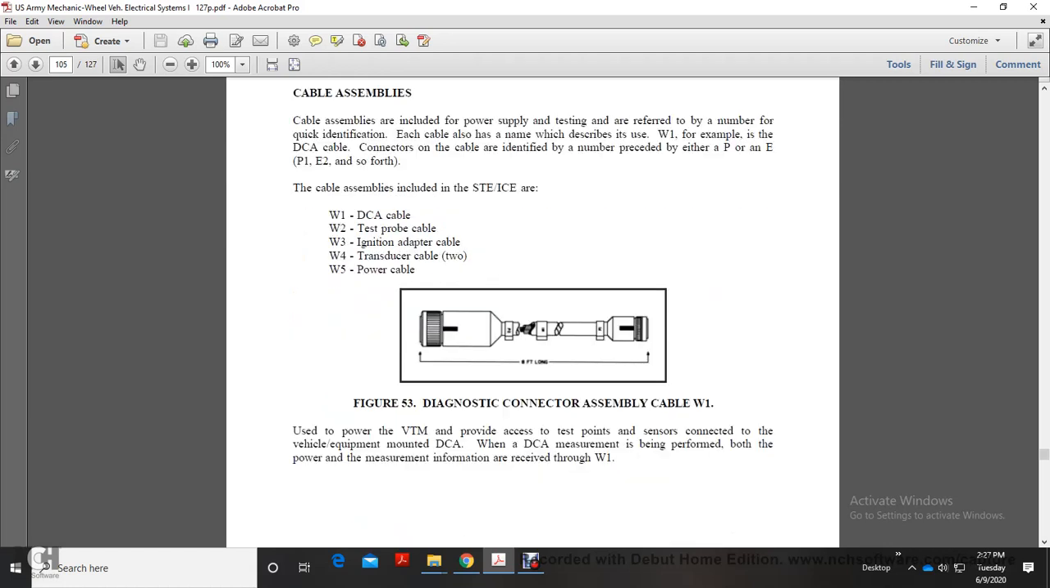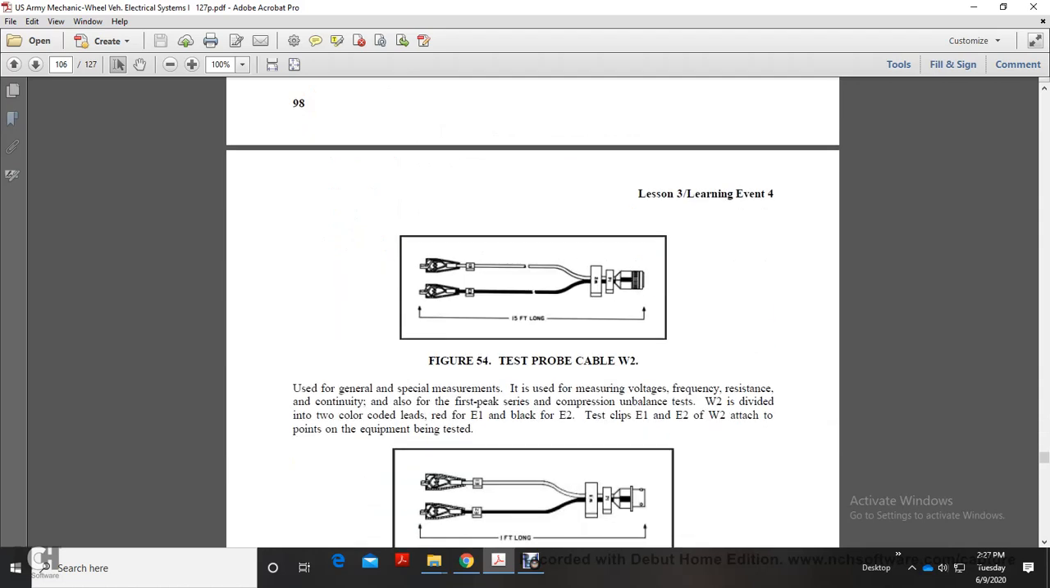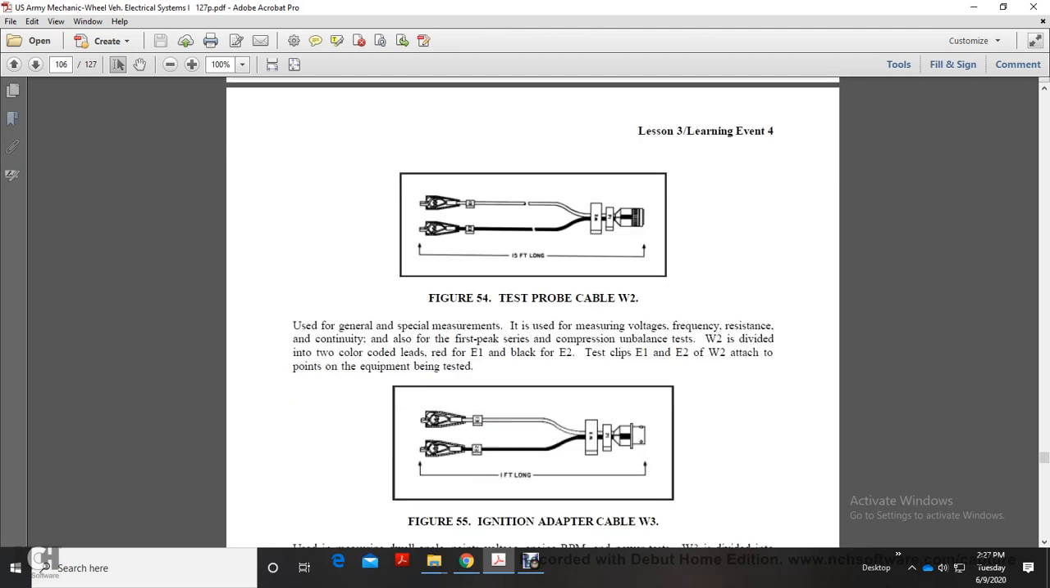Figure 53 shows the diagnostic connector assembly cable, W1. Use the vehicle test meter provided, except for the test point sensors connected with the vehicle equipment of the DCA. When the DCA measurement is being performed, both power and measurement information are received on W1. Alright, your test probe cable, W2. The general and special measurements include measuring voltage, frequency, and resistance, and continue with peaks and the compression unbalanced test. The W2 is divided into two color leads, red E1 and black E2. The test clips E1 and E2 of W2 are attached to the points of the equipment test lead.